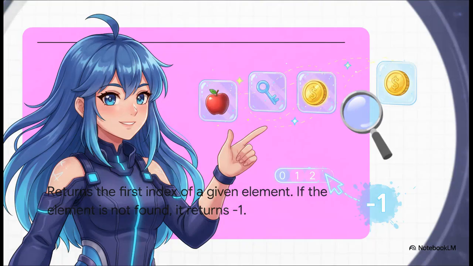The simplest search tool in the box is .indexOf. It's super straightforward. You give it a simple value, like a number or a string, and it tells you the index where it first finds it. And if it can't find it at all, it just gives you back -1. This is great for simple arrays, but it's not so helpful when you have an array full of objects.